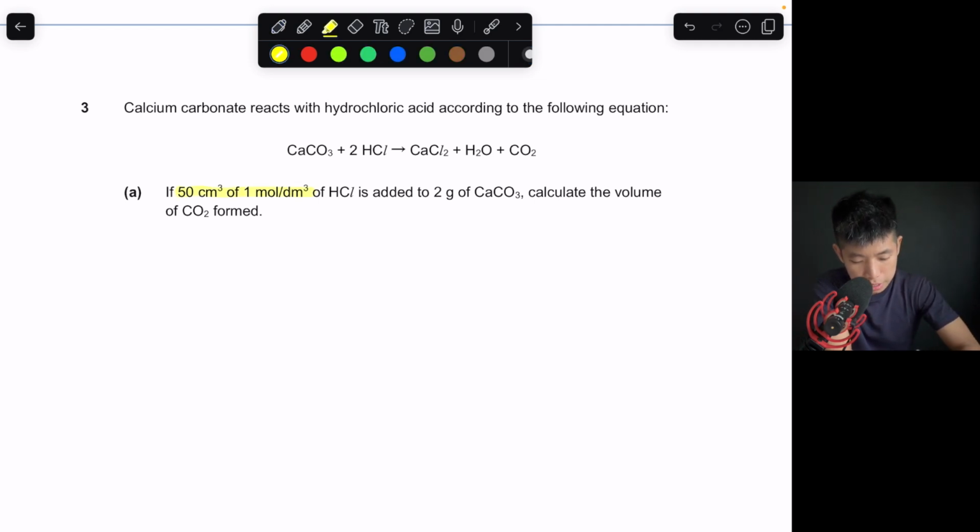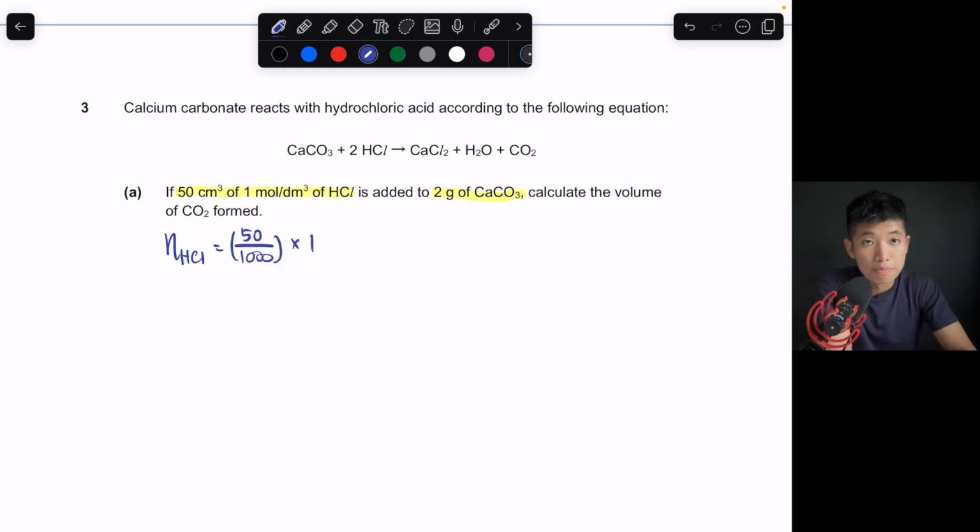First, I noticed that I'm given the quantity of two reactants. I need to find the limiting reagent. Start by finding the number of moles. For HCl, number of moles is concentration times volume, 0.05 mole. Number of moles of calcium carbonate, 2 divided by the Mr of CaCO3.